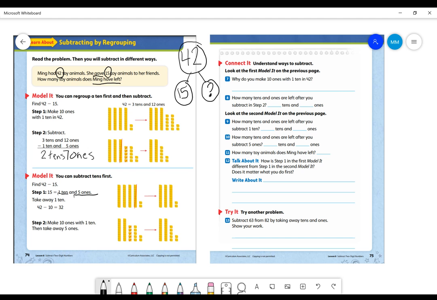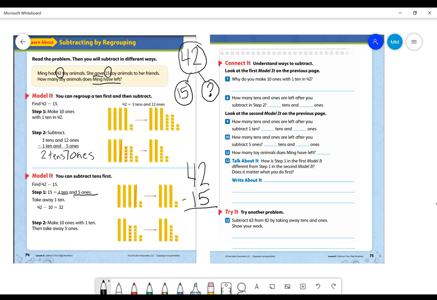Now, again, Miss Mason really, really wants you to start with the ones place because you are going to see most of your equations like this. I can't start in my tens place when I see an equation like this. So I always start with my ones place. So looking at an equation, this is what we would have going on.